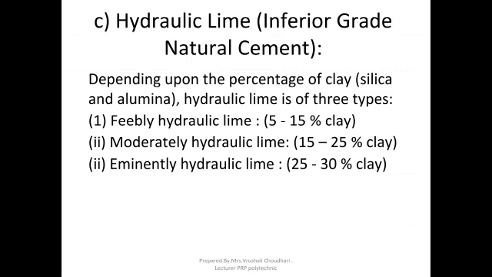Depending upon the percentage of clay, hydraulic lime is classified into three categories. Feebly hydraulic lime has 5 to 15% clay. Moderately hydraulic lime has 15 to 25% clay. Eminently hydraulic lime has 25 to 30% clay.